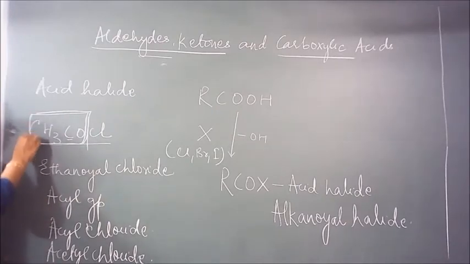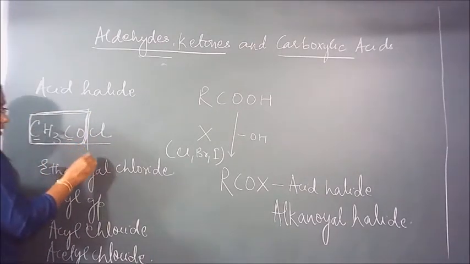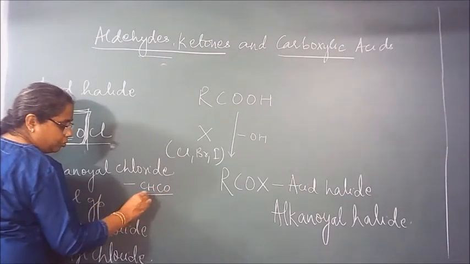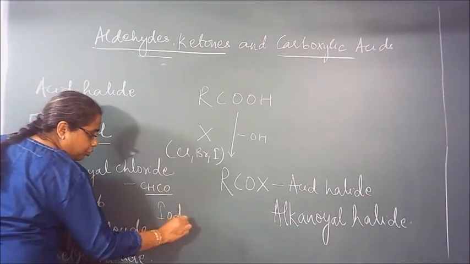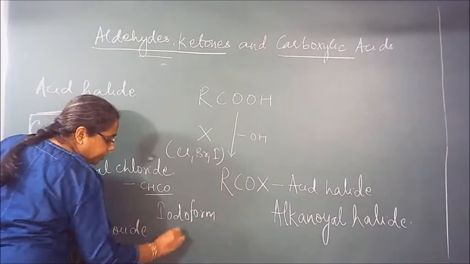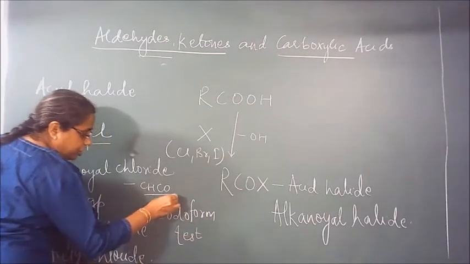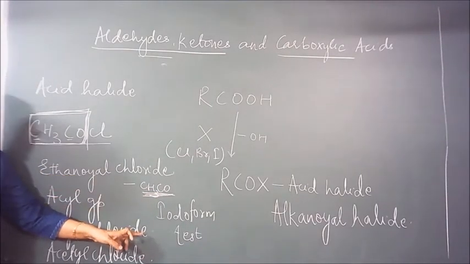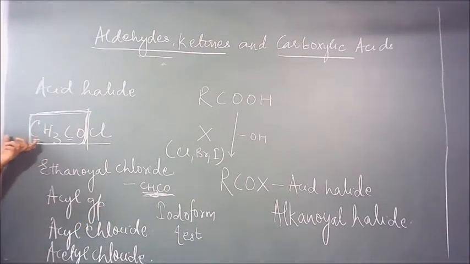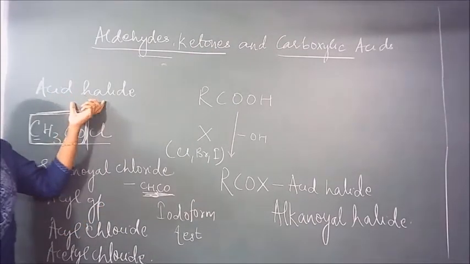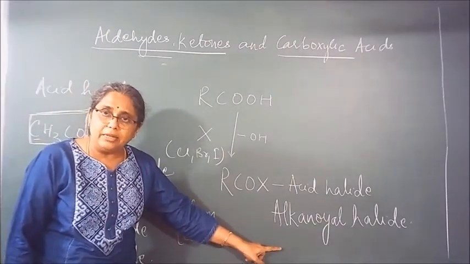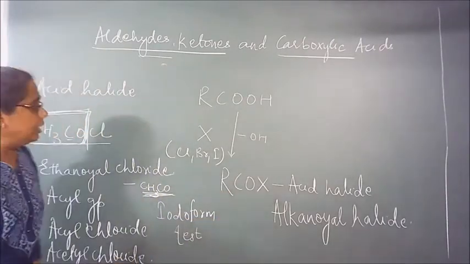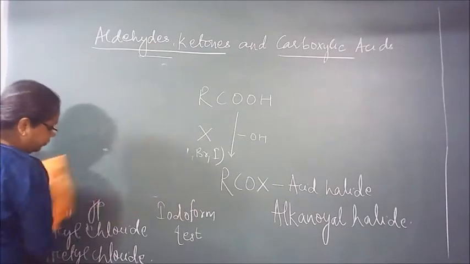The test to find the CH3CO group we will study again, but for all practical purposes, if I have to test the presence of the CH3CO group, I use the iodoform test. For CET, remember this. To study the presence of the CH3CO group in any compound, I always use the iodoform test. Understood till here? So my first acid derivative is acid halide, which in IUPAC is called alkanoyl halide. Formula is RCOX.